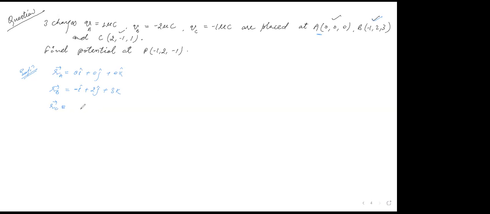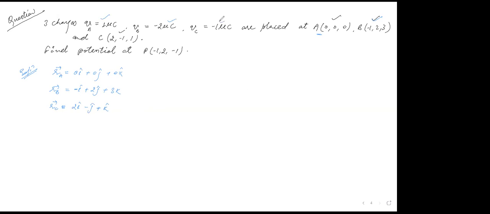So it will be 2i cap minus j cap... minus j, right? Yeah, j, and plus k cap. Good, good. And now some other information. Some more information is given here, which you can look at.